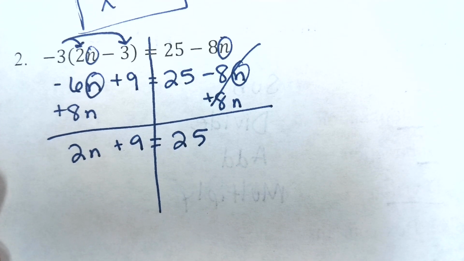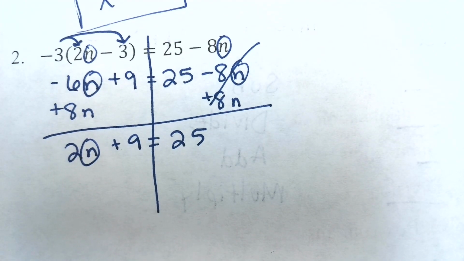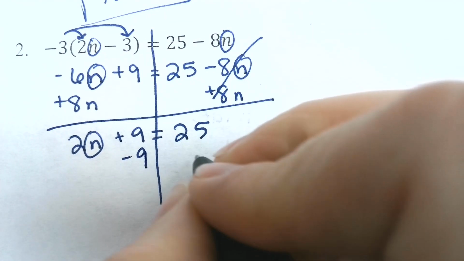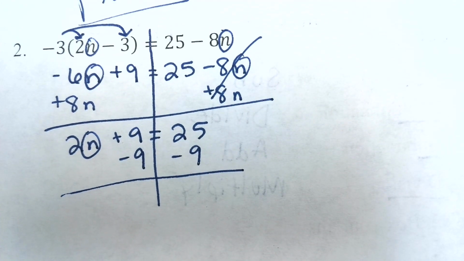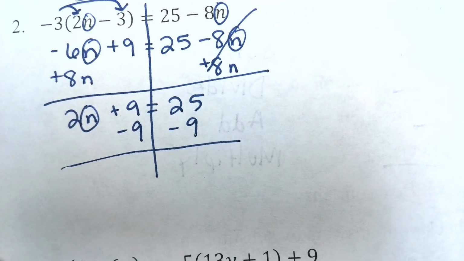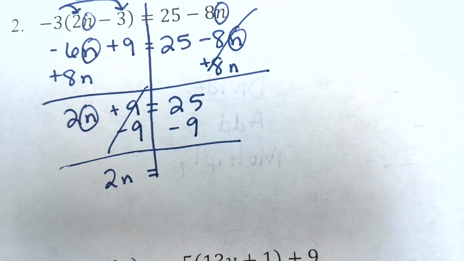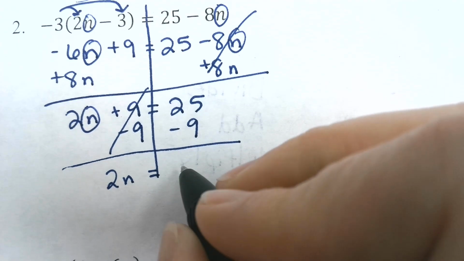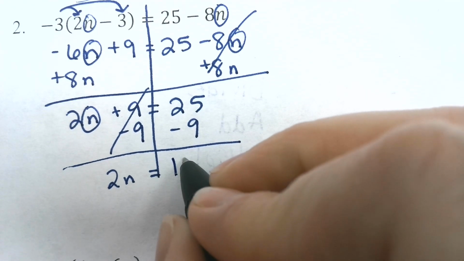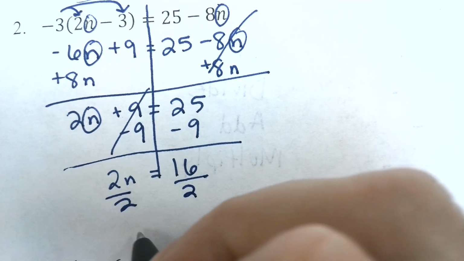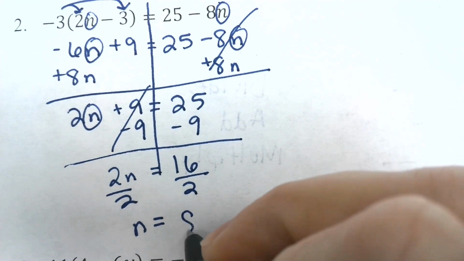Okay, we still want to solve. So we have our n here, so we need to move the constant. The constant's the one that doesn't have a variable at all. So we want to move the plus sign to the other side by doing the opposite. Minus 9. 2n equals 25 minus 9. What is it? 16. What's our last step? Divide by 2 all the way through. 8.